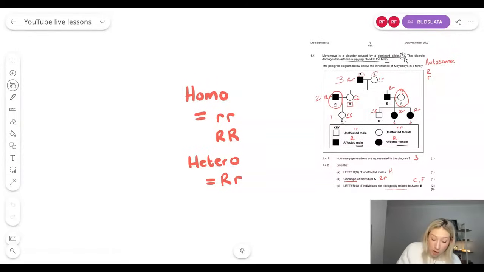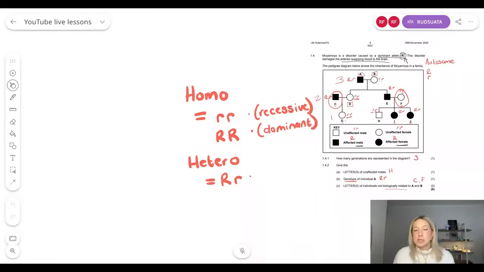So these are homozygous because they're the same size letters. In case you'd missed it the first time, this is homozygous recessive, meaning it's got two recessive alleles. And this one is homozygous dominant because it has two dominant alleles. And this is heterozygous. There's nothing else to say about it. It's just heterozygous.